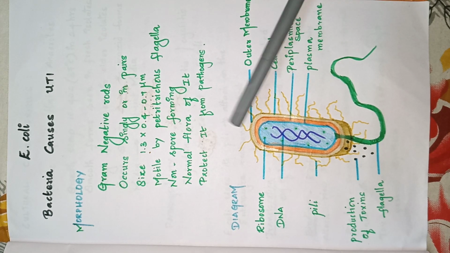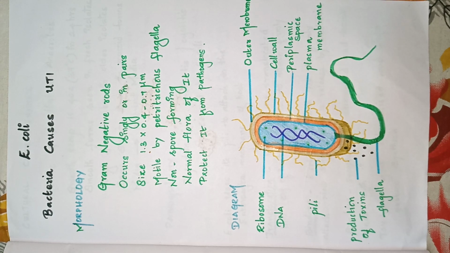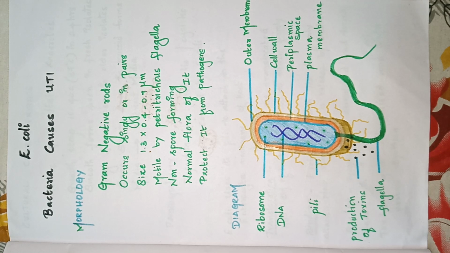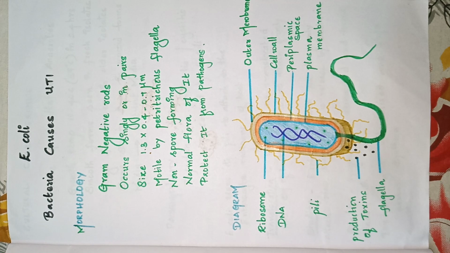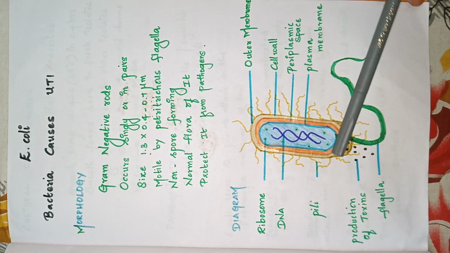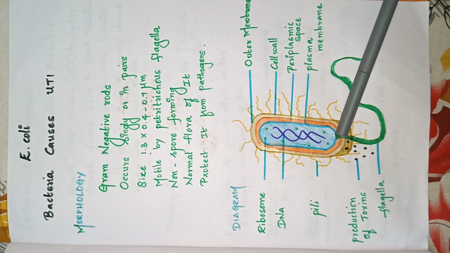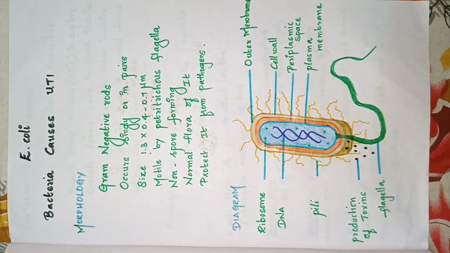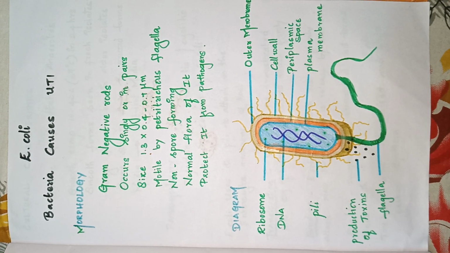The small hair-like structures in the outer membrane are called pili. Pili help the bacterial cell to adhere to the intestine. That is the role of pili in the bacterial cell. The black colored dots projected here are the toxins produced by E. coli. This large one is the peritrichous flagella, which helps in motility. So this is all about the diagram of E. coli.